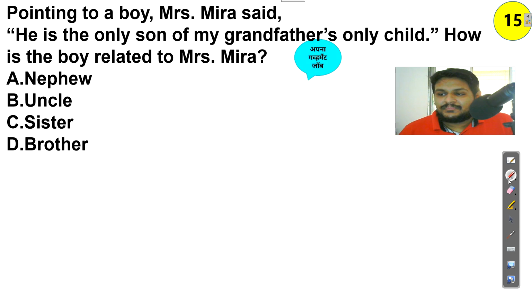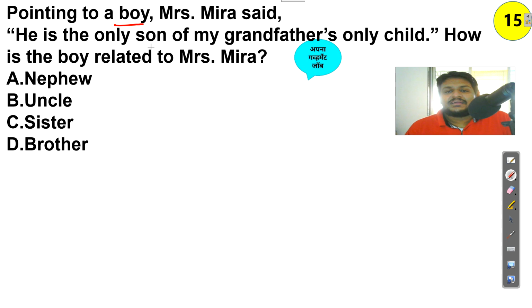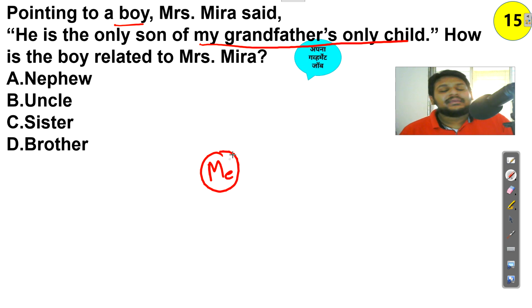Now see question number 15. Pointing to a boy, Mrs. Meera, again Meera is there, is saying something. Let's check what she is saying: he is the only son of my grandfather's only child. So my grandfather means Meera's grandfather. Meera is here, so I will write M-E. Meera's grandfather is someone here, because a 2 generation gap should be there.